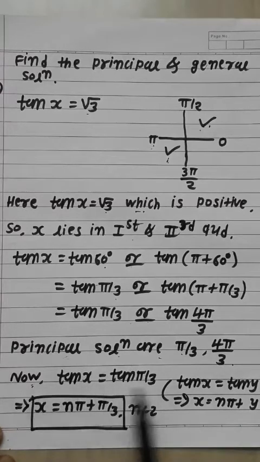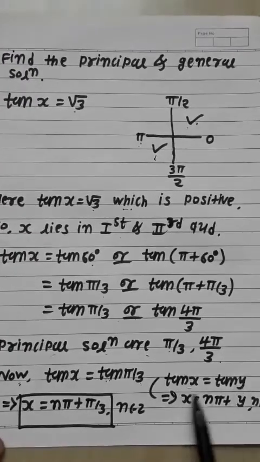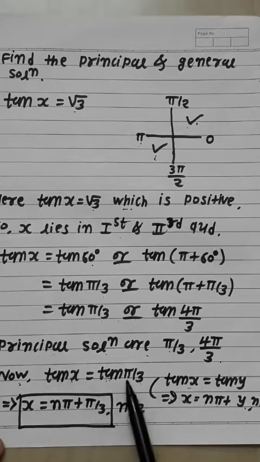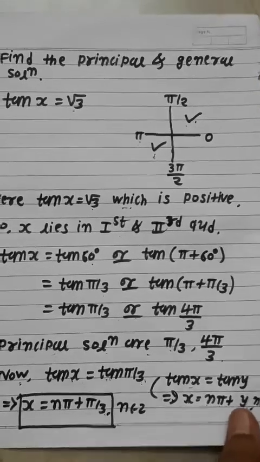Now, after this, find out the general solution. So now tan x is equal to tan pi by 3. Here consider only one value, the first value. Now using this result, tan x is equal to tan y implies x is equal to n pi plus y. Here tan x is equal to tan y form is present, but in place of y we consider pi by 3. So just substitute: x is equal to n pi plus pi by 3. So we get the general solution of this equation.